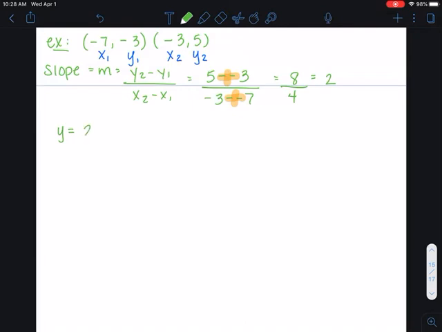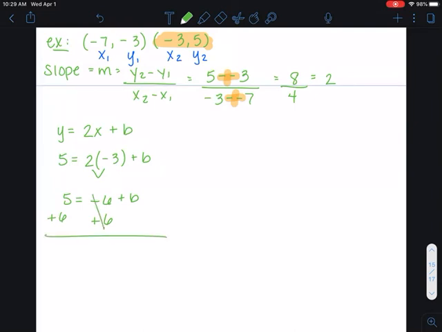Alrighty, so now we have part of our equation. We have y is equal to, slope is 2, so 2x plus b. And now we're going to choose a point, and I'm going to choose this point because it has the least amount of negatives, least chance of errors. Alright, so I'm going to plug it in. My y is 5. My x is negative 3 plus b. 2 times negative 3 is negative 6. To solve for b, I have to add 6 to both sides to cancel out my 6's. So 11 is equal to b.